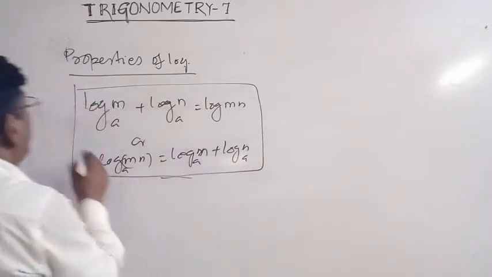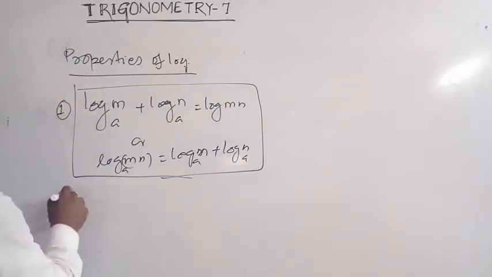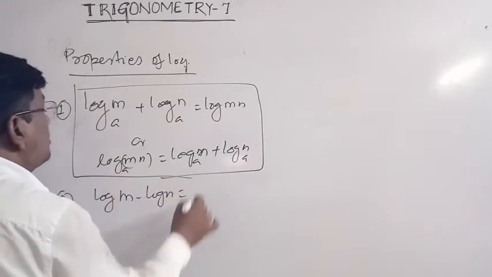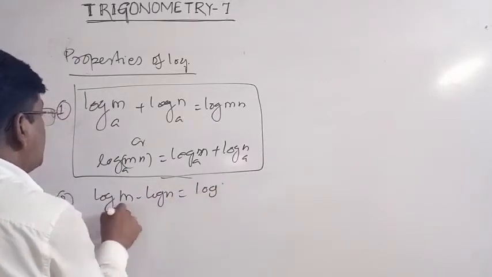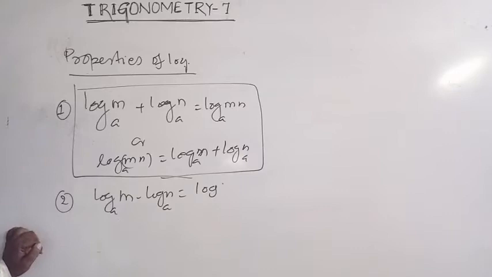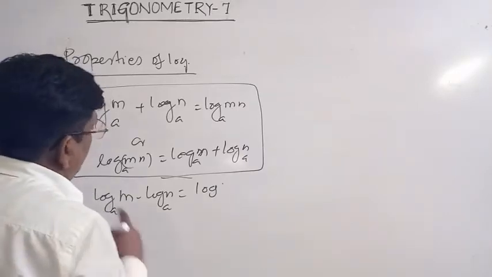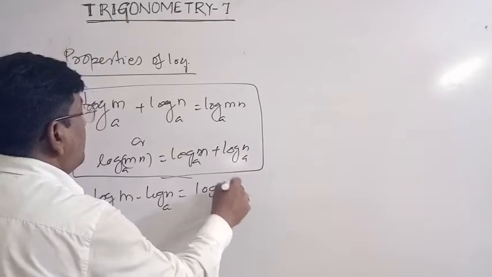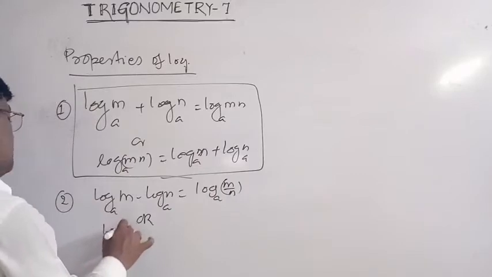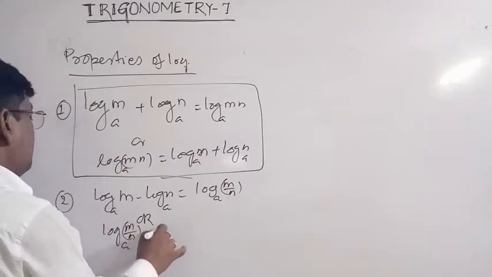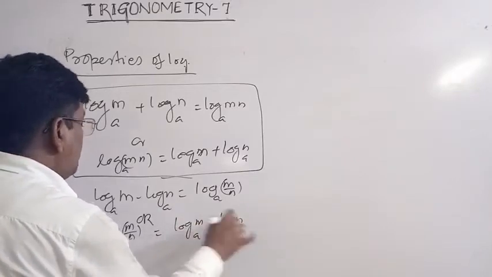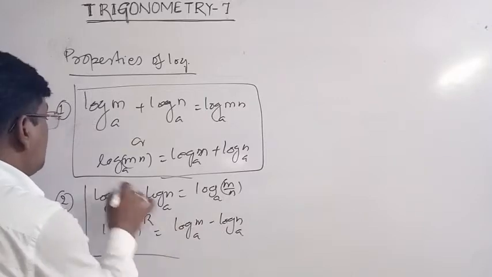Okay, number 1 property. Number 2 property, log m minus log n is equal to what? Log to the base a, with a not equal to 0 and a greater than 1. So log m by n to the base a, or it can be reversed and written as log m base a minus log n base a. This is property number 2.